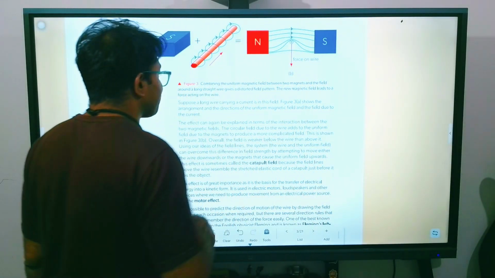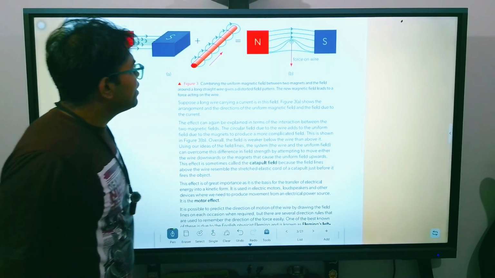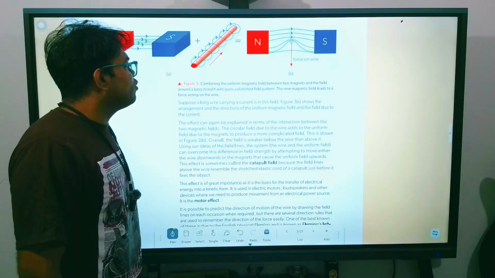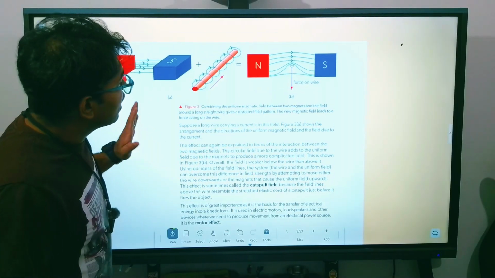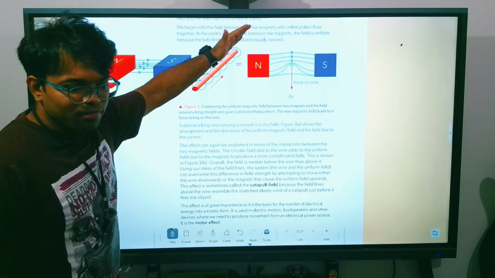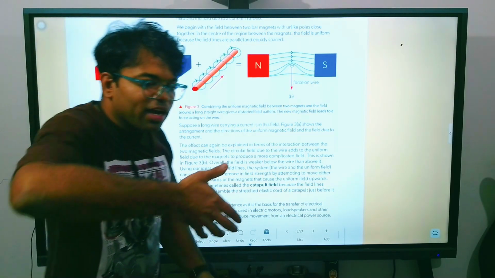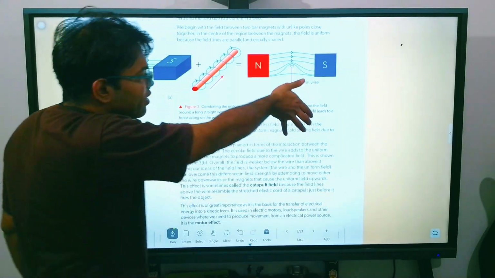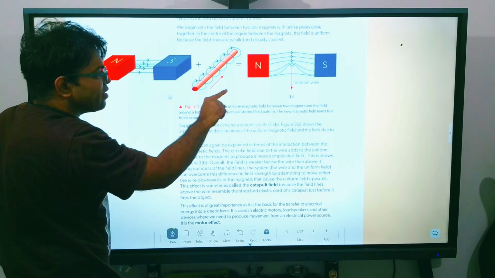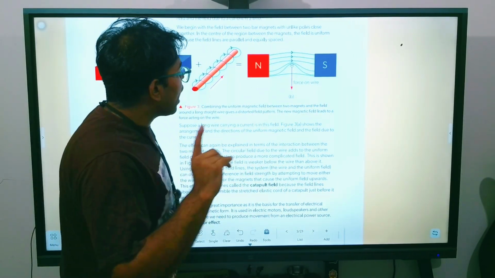Suppose a long wire carrying a current is in this field. Figure 3a shows the arrangement of the direction of the uniform magnetic field and the field due to the current. Now, what is happening? Look at this. Current is flowing in the conductor in this direction. So, when a current flows in this direction, what happens? Look at my thumb. The magnetic field is moving like this. Clear?